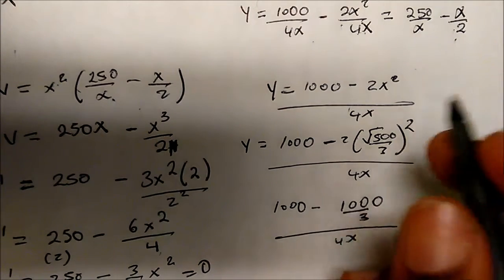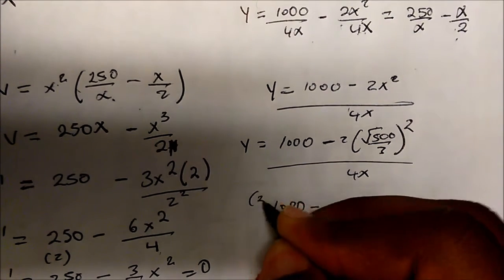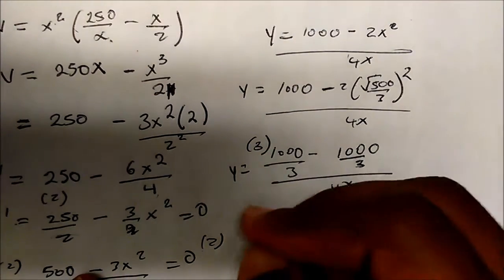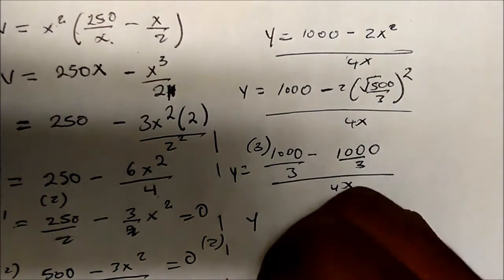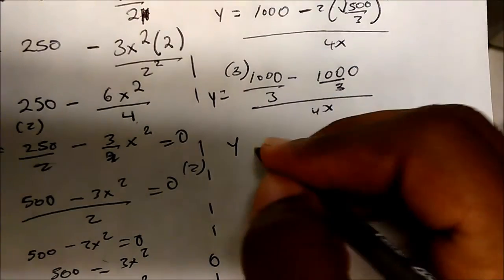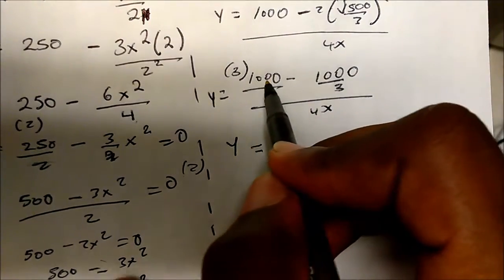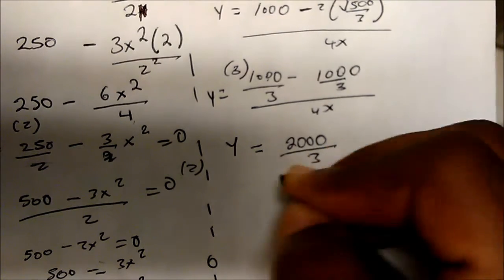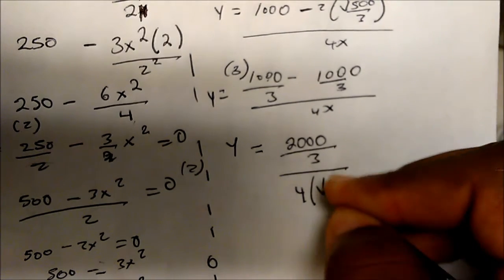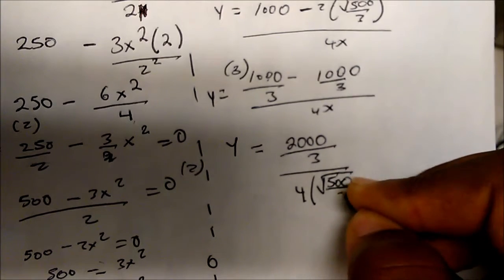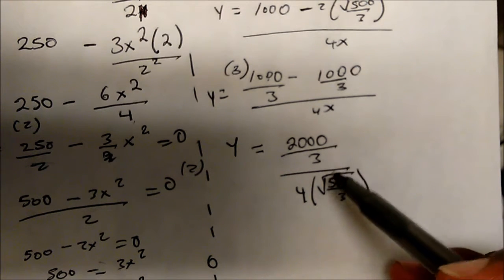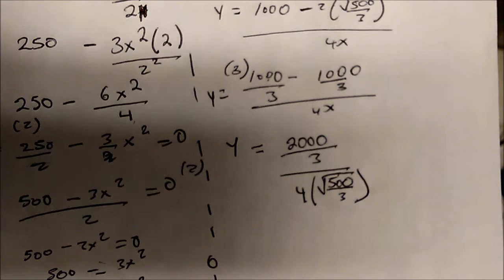All right, now I can just find a common denominator, which should be 3. Multiply this by 3. All right, this will be y. And so my y here will be equal to 3 times 1000, which is just 3000, minus 1000 is just 2000. So the top will just simplify to 2000 over 3 divided by 4 times the square root of 500 over 3. And I kind of left it out all along, but I just decided to plug it in here. All right. So this will be 2000 divided by 3 divided by 4 times the square root of 500 divided by 3.